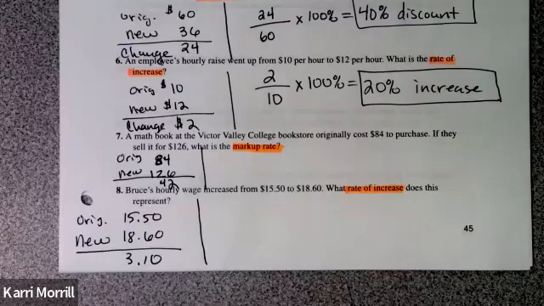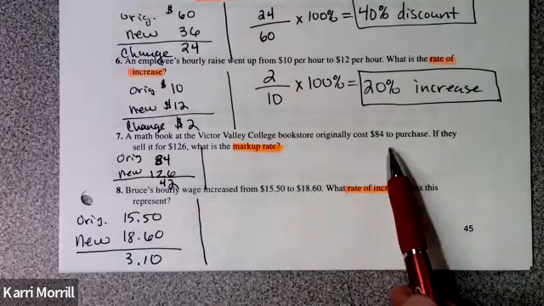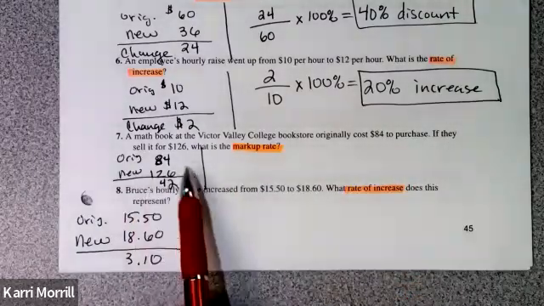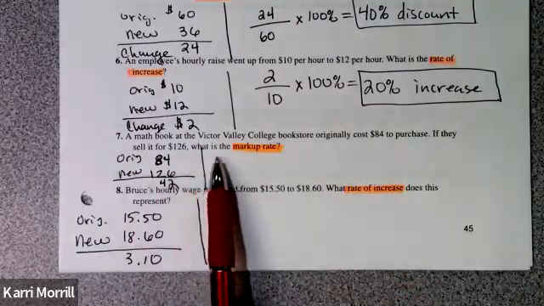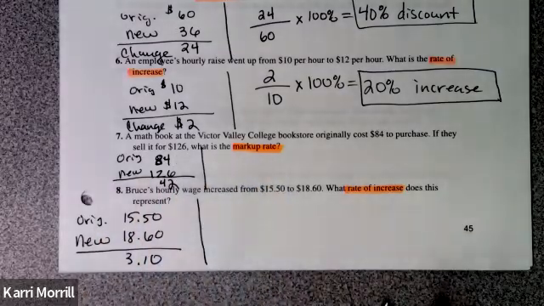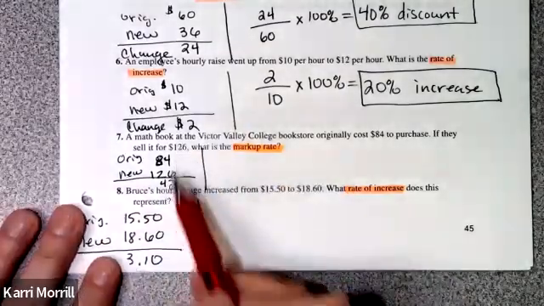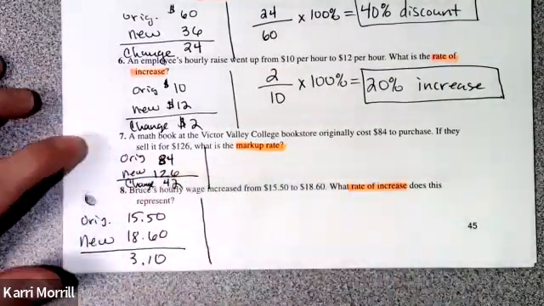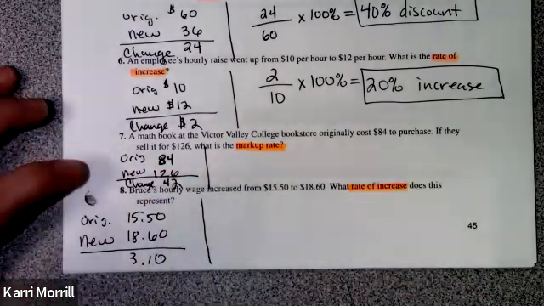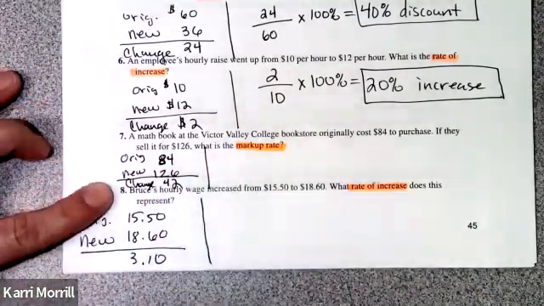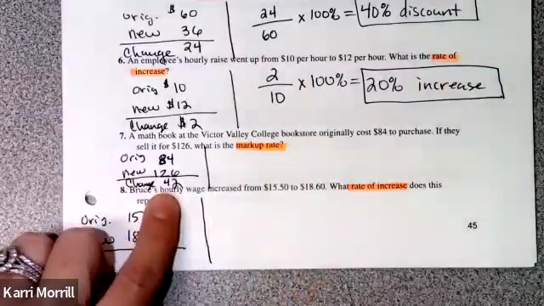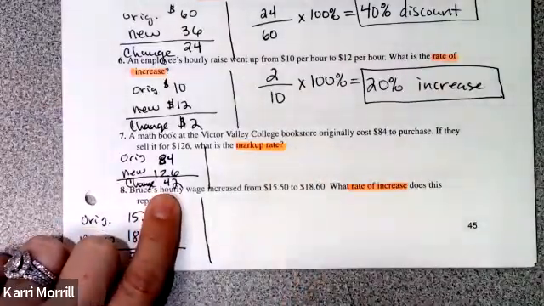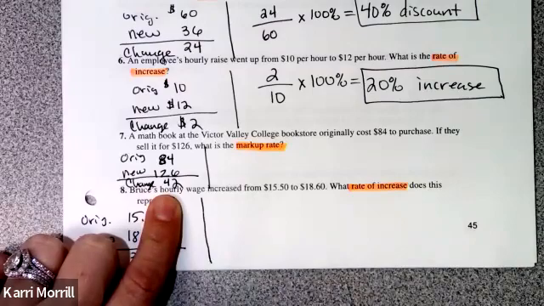So in number 7, it says a math book at the bookstore originally cost $84 to purchase. If they sell it for $126, what is the markup rate? So we find the difference between those prices. When you are a person selling something, you buy it for a certain cost and you're going to mark it up because you got to make money. They mark it up by $42, but they want to know what's the rate of that. Like, what are you marking your stuff up to make a profit?